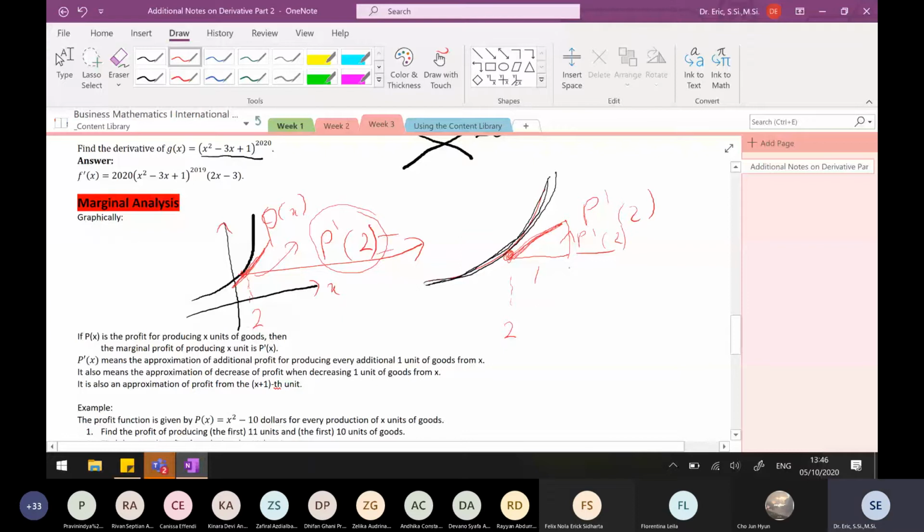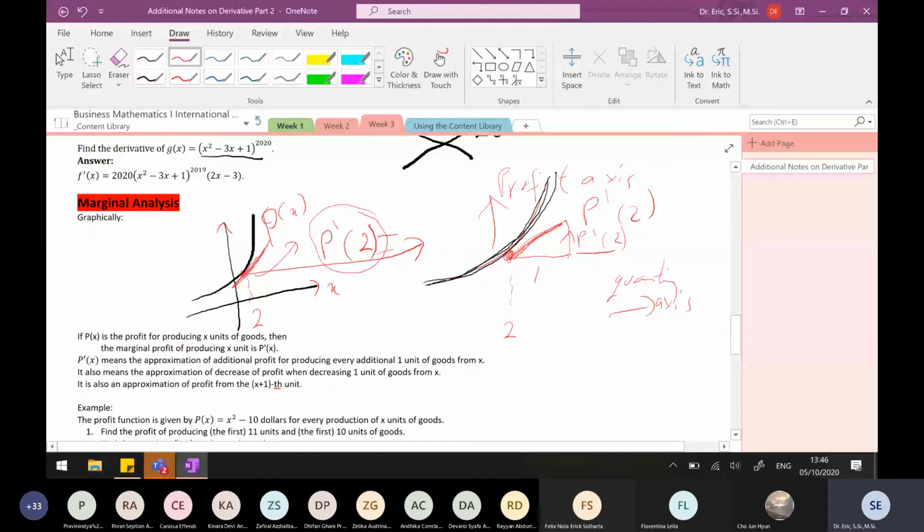So for every additional 1 unit of 2, you have an additional profit of P prime 2. So what is P prime 2? P prime 2 is an approximation of the profit for the third unit.